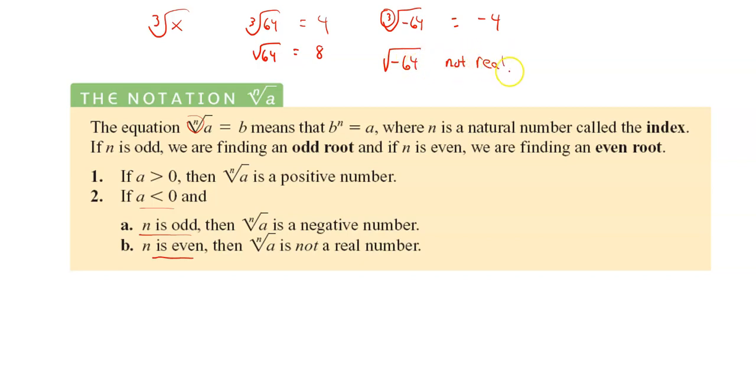Now, it does have a designation. It's called a complex number, and we'll get to those at the end of this chapter, I think. It's really the beginning of my next unit, but we will get there. But it's not real. There's no number you can multiply by itself to get a negative, right? Two negatives make a positive, two positives make a positive, so it's not a real number.